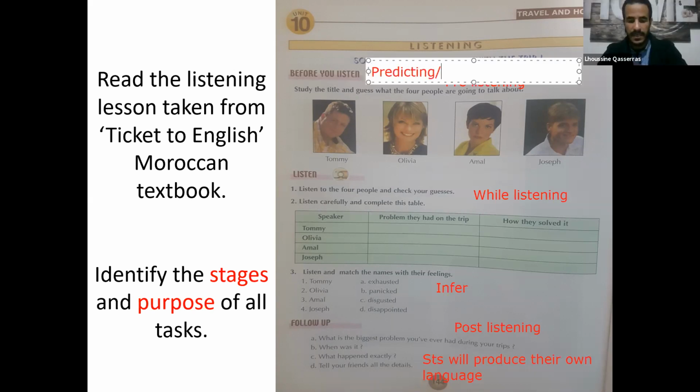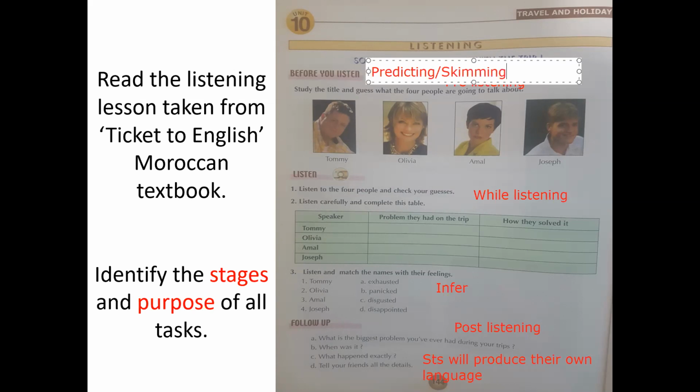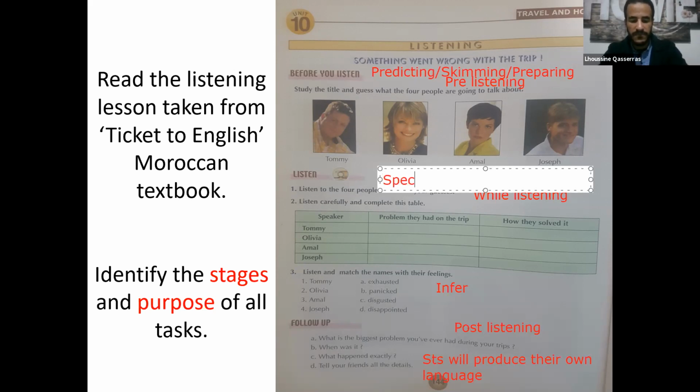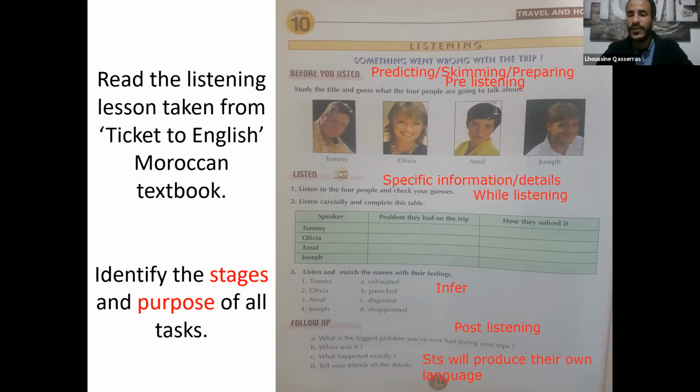Predicting, I mean skimming, preparing, etc. That's the purpose. For the second one, the listening, we can talk about getting specific information, details, and of course, inferring. Great. Now, if we go back to our teacher Laura, which stage did she skip?